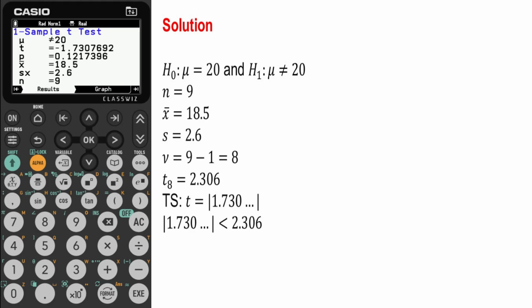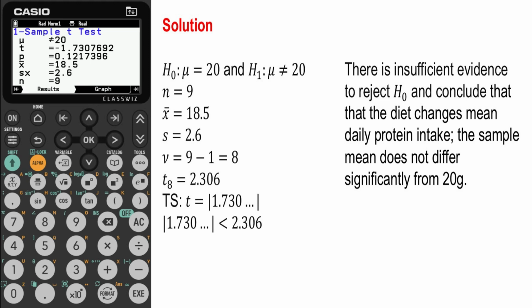Now, if we compare the mod of 1.730, etc. with the 2.306, you will find the mod of 1.730, etc. is less than 2.306. There is insufficient evidence to reject H0 and conclude that the diet changes mean daily protein intake. The sample mean does not differ significantly from 20 grams.